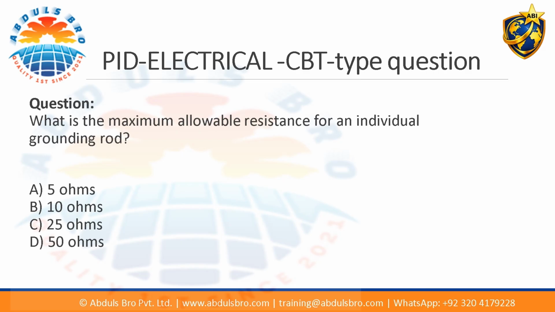Now let's move towards a PID electrical CBT type question. What is the maximum allowable resistance for an individual grounding rod? Option A 5 ohm, option B 10 ohm, option C 25 ohm and option D is 50 ohm. You have to select one correct answer and the correct answer is option C 25 ohm.